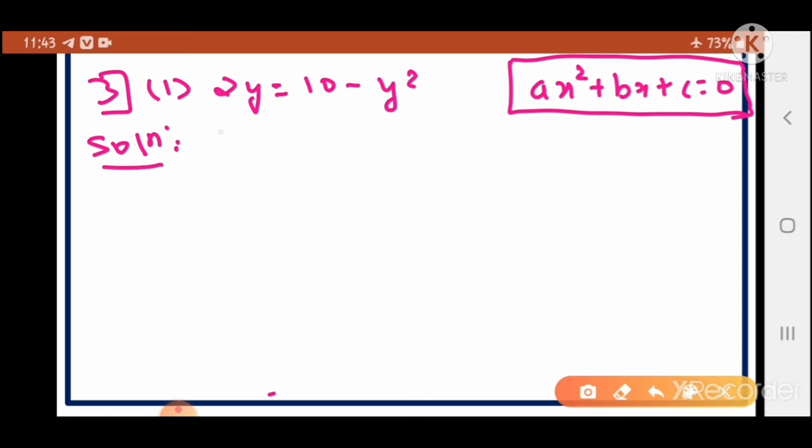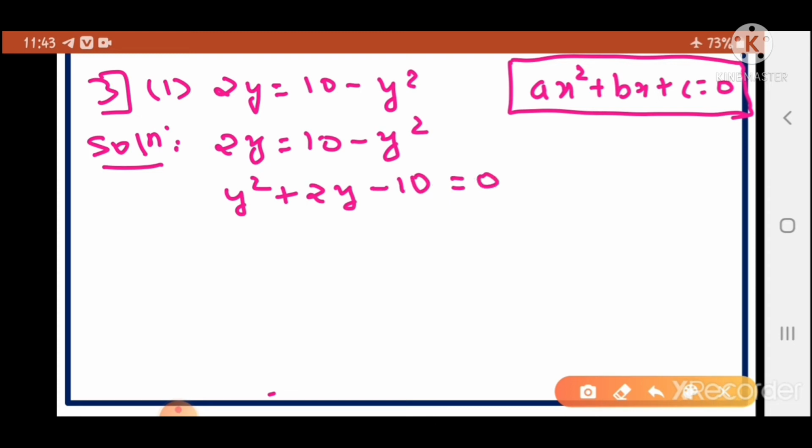So what I will do, I'll arrange this equation. 2y is equal to 10 minus y square. ये है equation, इसको arrange करना है. Bring all the terms which are on the right hand side to the left hand side. So minus y square यहाँ पे आ जाएगा, so it becomes plus y square, plus 2y, and 10 will come on the left hand side, becomes minus 10 equal to 0. Is it arranged in a standard form as compared to ax square plus bx plus c equal to 0? Yes, it is now in a standard form of quadratic equation, right?